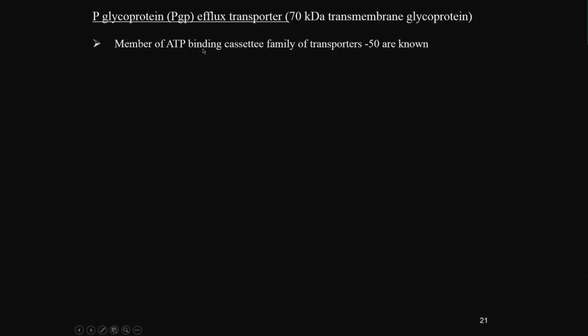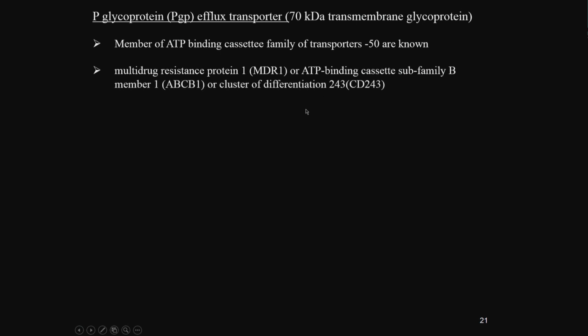What is this? These are members of the ATP binding cassette family of transporters. There are about 50 of them known, and they are found in different parts of the body. For example, if you look at multi-drug resistant diseases, you will find a lot of these ATP subfamilies. There are many different subfamilies and families. They pump many foreign substances out of the cells.